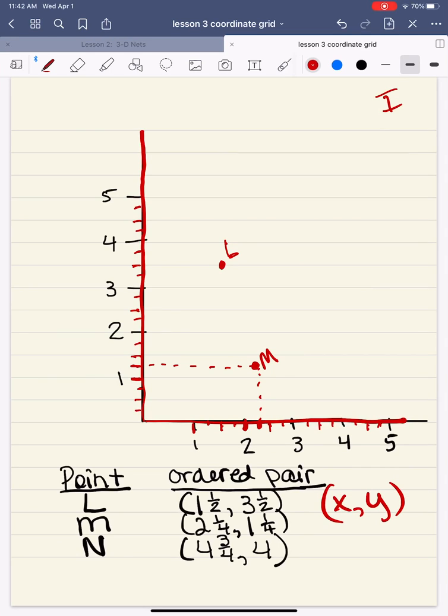Okay, N is at 4 3/4. So here's the 4. This would be a half. This would be the 1/4. This would be the 3/4. So we'll be going up from that 4 3/4 all the way up to where y is 4. So we can kind of picture that here on that line and moving up here and labeling that in.